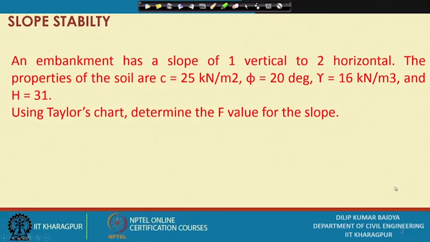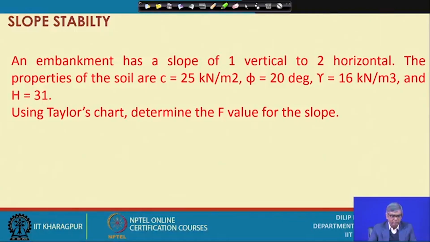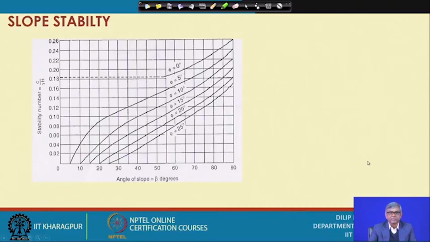In the last lecture we completed the slope stability analysis, and in that I showed one problem which I did very quickly. The slope is given with a particular angle and height, and its soil properties are also given, and we need to find the factor of safety using Taylor's chart. Taylor's chart was something like this, and that is the problem I solved very quickly last class.